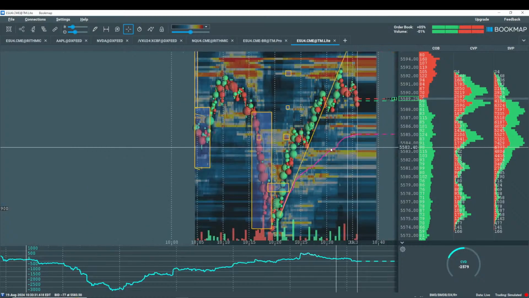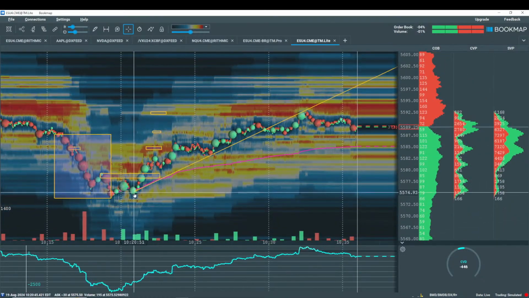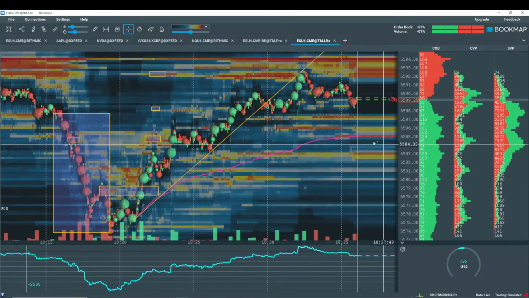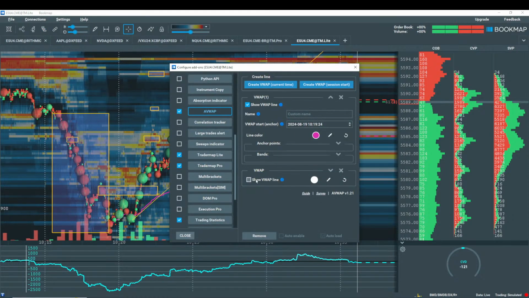100%. Oh, thank you, Alois. He'd be placing it down here at this level. Yeah, I mean, it just looks like it is a super strong move here. So we'll see, right? Let's put on the other VWAP too, the regular VWAP here.